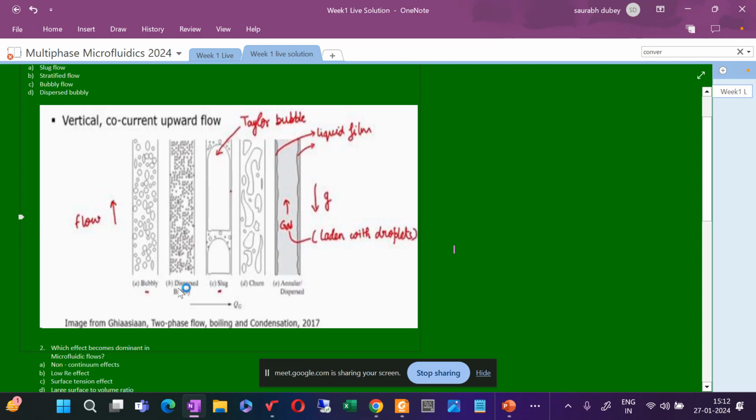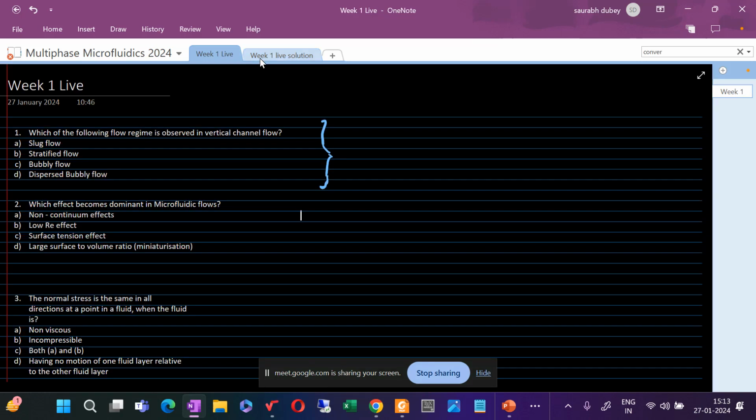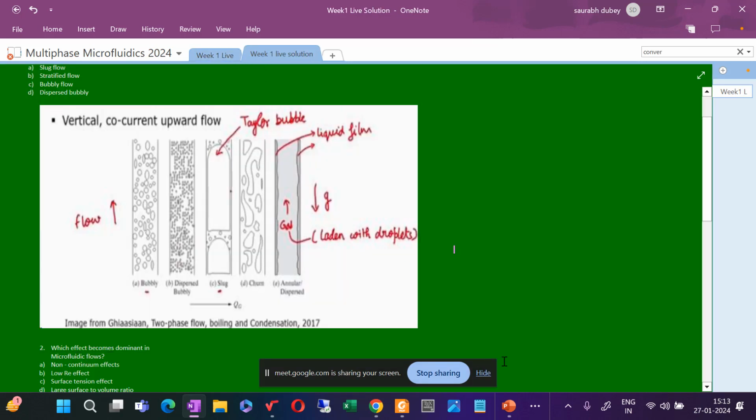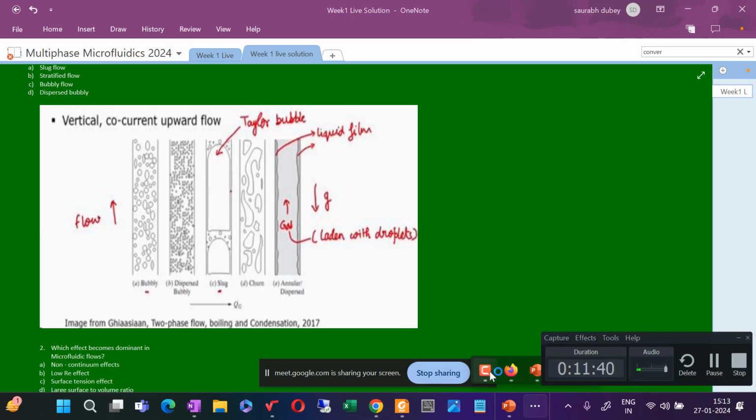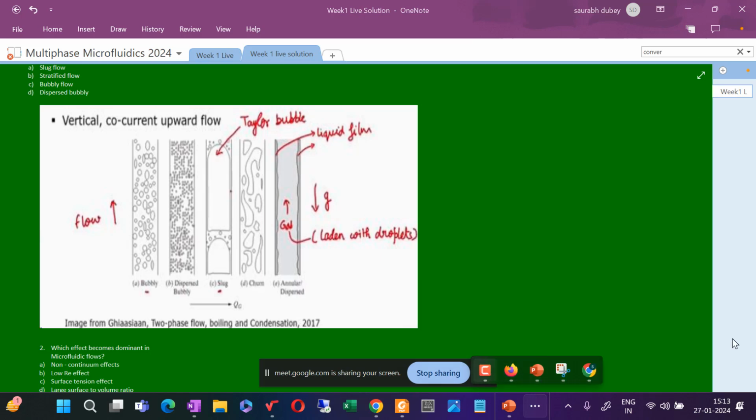Yes. In dispersed bubbly flow, there will be more miniaturization, and it is intentionally dispersed also, in which the bubbles will be further miniaturized. Miniaturized means the length scale, or the diameter of the droplet, is getting smaller and smaller. My screen is visible, okay? Yes, sir.